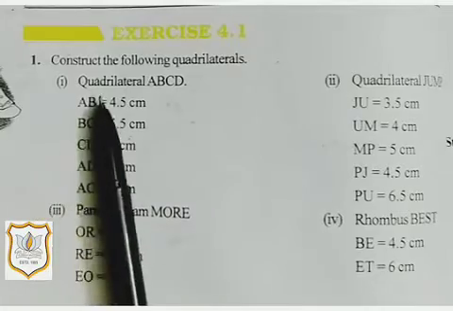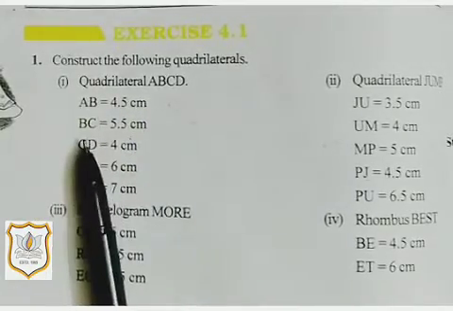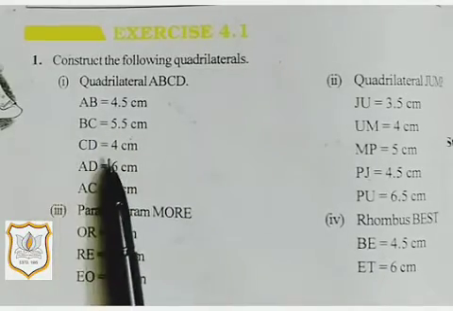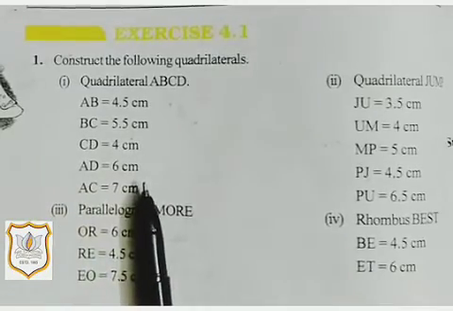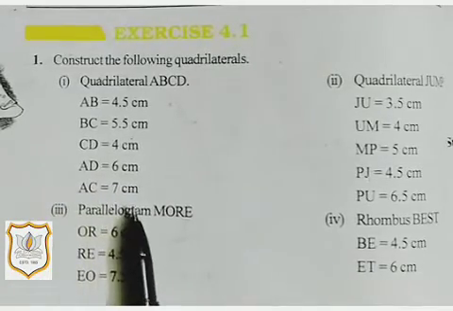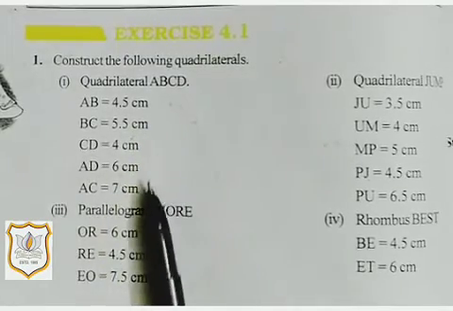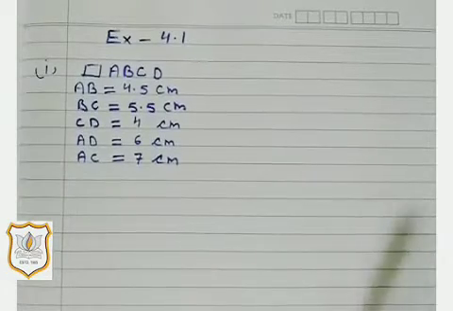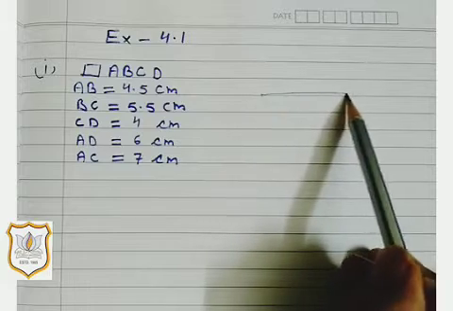First part, quadrilateral ABCD. AB is equal to 4.5 cm, BC is equal to 5.5 cm, CD is equal to 4 cm, AD is equal to 6 cm and AC is equal to 7 cm. Students, these are the measurements of the quadrilateral. Firstly, we draw a rough sketch. So this is the rough sketch.